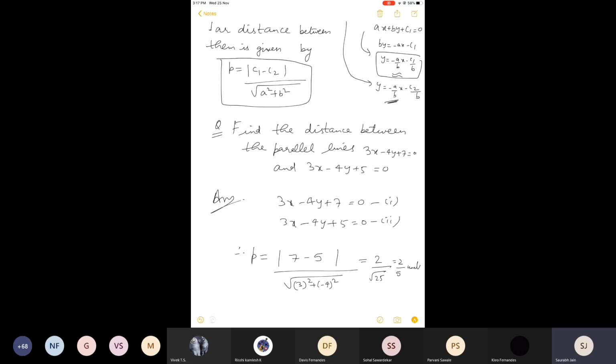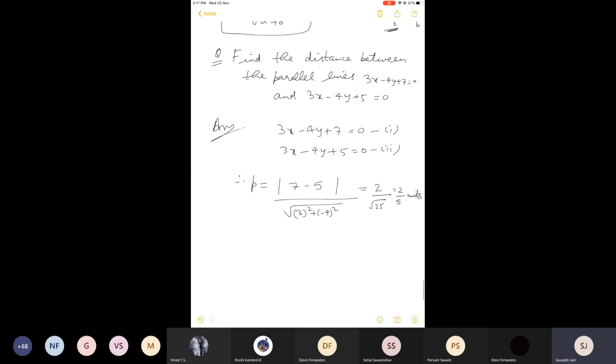Units after that. So if you actually draw these lines on the Cartesian plane and you measure the distance between them by scale, you will get 0.4 or 2 by 5. This is the meaning. But we don't do all these things. Instead, we have developed formulae, and with the help of formulae, we find the distance between the parallel lines.